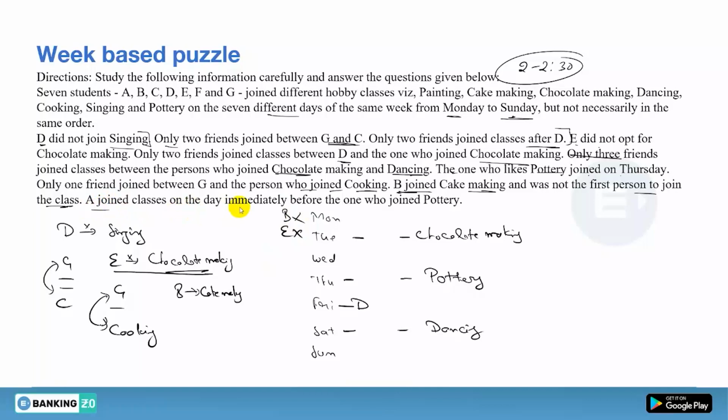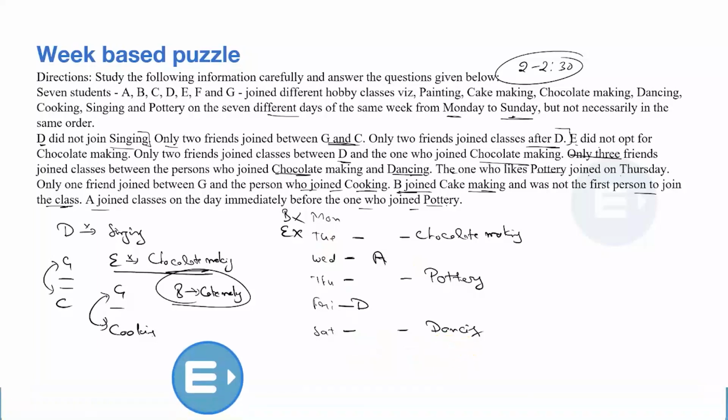Next, A joined class on the day immediately before the one who joined pottery. So if pottery is on Thursday, then it is obvious that A must be on Wednesday. Now for B, the possibilities were Wednesday and Sunday, as I have already told you. Since Wednesday is already A, B must be on Sunday, having cake making. Done. Next, we have to put in all this information.